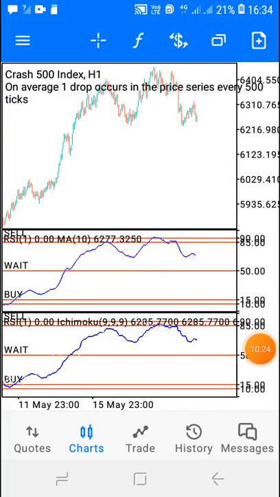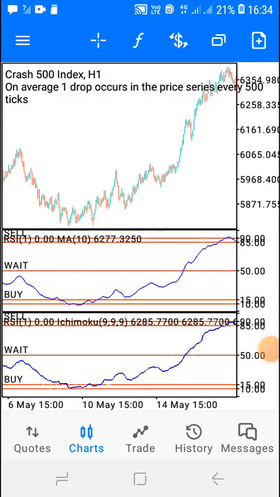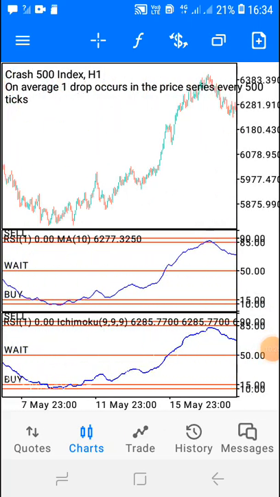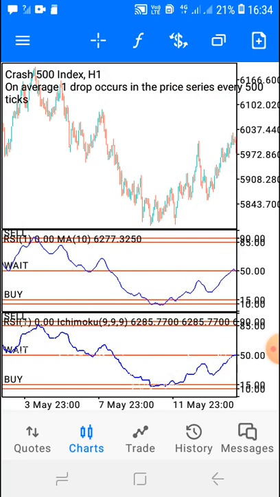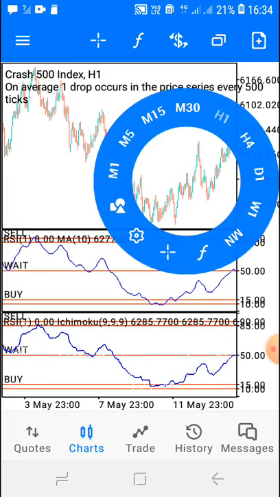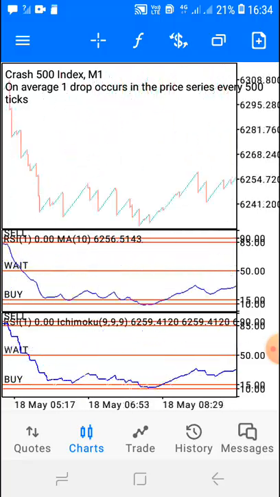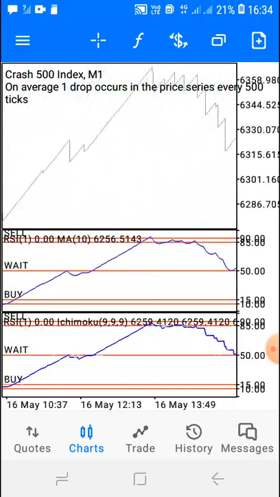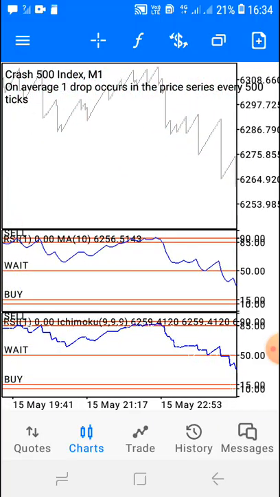Maybe that's an up. Okay, so as you guys can see, Crash 500 is moving in an uptrend at the moment. So what you're going to do now is go to the 1 minute time frame. We are not scared to take entries because we can see that Crash 500 is moving in an uptrend. You're going to do the exact same thing on Crash 500 that you do on Crash 1000, and the exact same thing on Boom 500 that you do on Boom 1000.